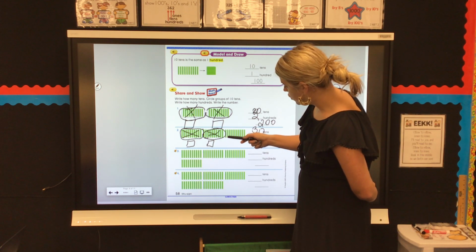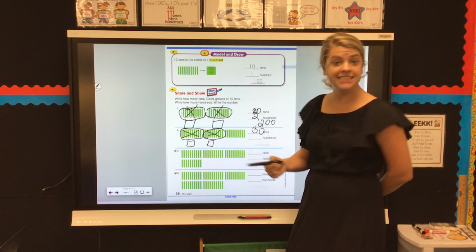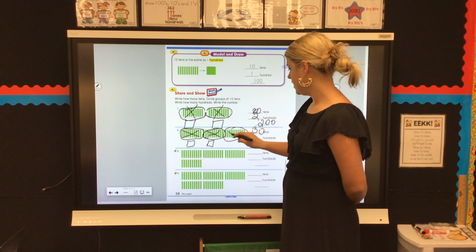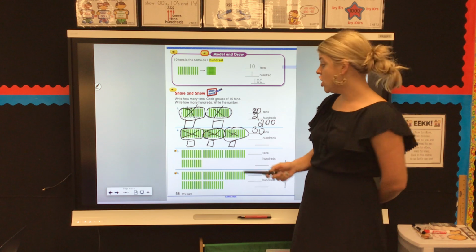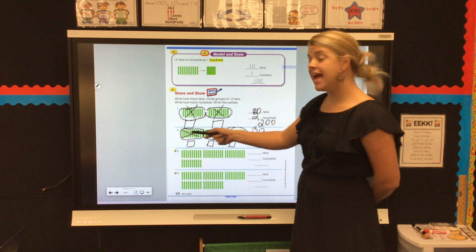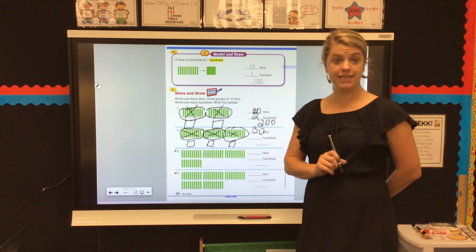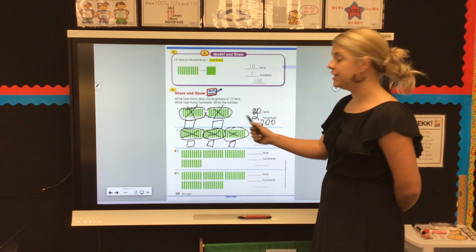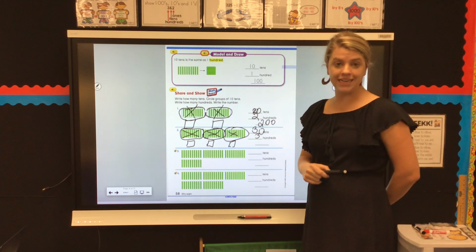1, 2, 3, 4, 5, 6, 7, 8, 9, 10. I can make another one. And that is the same thing as another 100 flat. So 30 10 rods is the same thing as how many hundreds? 3. Very good. 30 10 rods, same thing as 300 flats.